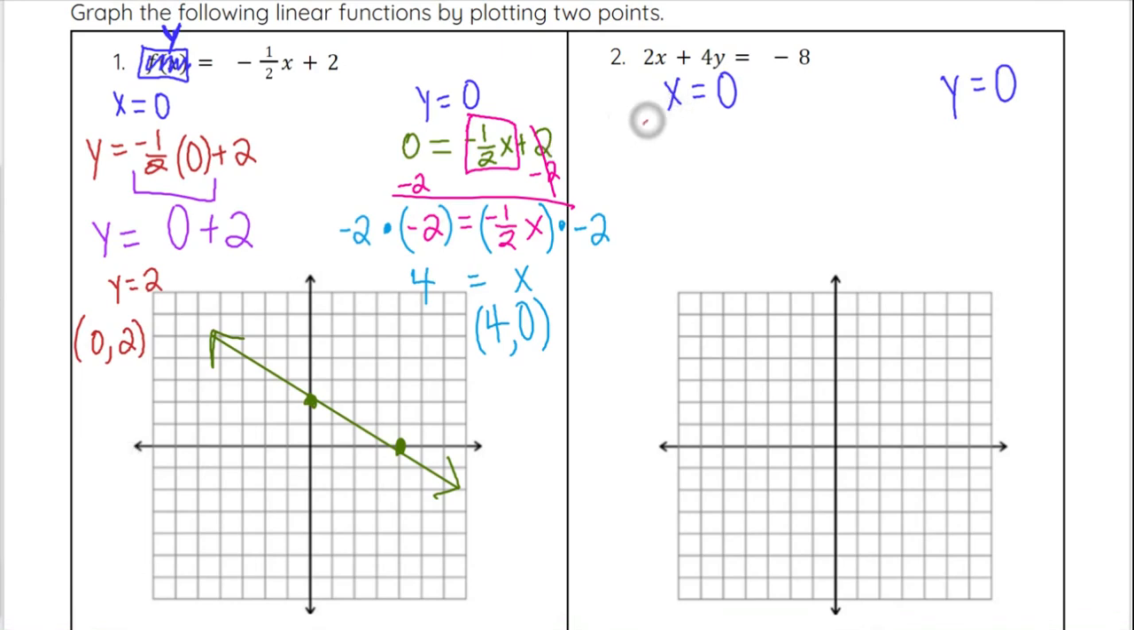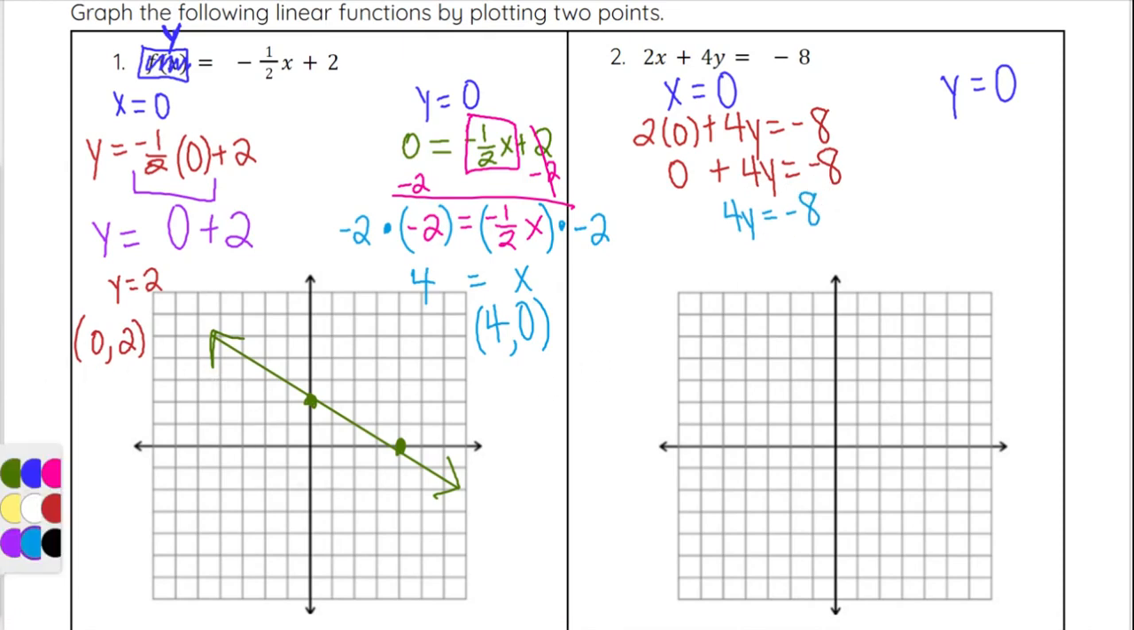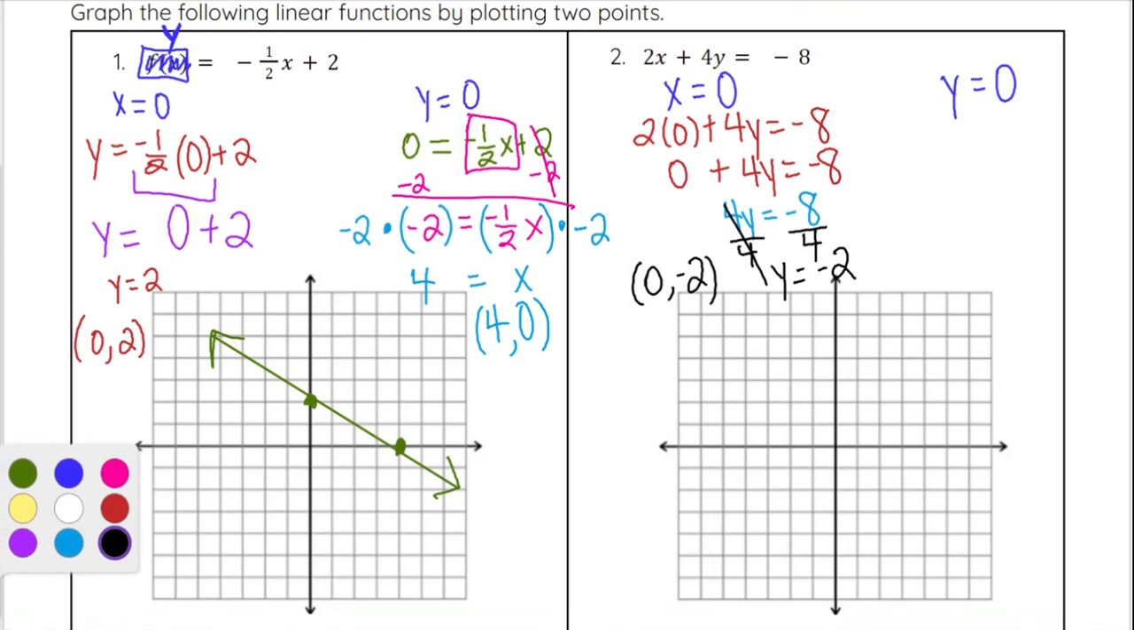So when we plug in 0 for x, we have 2 times 0 plus 4y equals -8. 2 times 0 is 0, so we have 0 plus 4y equals -8. 4y equals -8 because 0 plus 4y is just 4y. And then we divide both sides by 4. And when we do that, we end up with y equals -2. So our ordered pair here is going to be the x-coordinate 0 and the y-coordinate -2. So 0, -2.